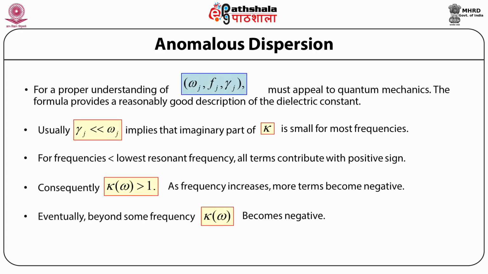For a proper understanding of omega j, gamma j and f j, we have to appeal to quantum mechanics. With suitable quantum mechanical definition of these quantities, we can get a reasonably good description of the atomic contribution to the dielectric constant K. Anomalous dispersion.